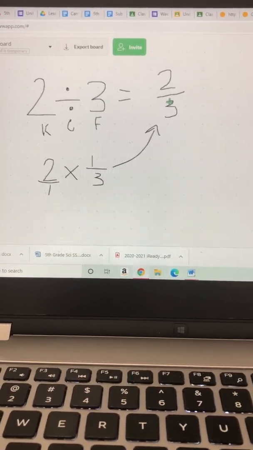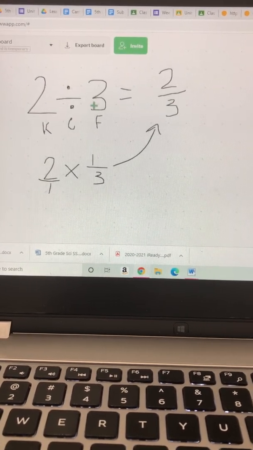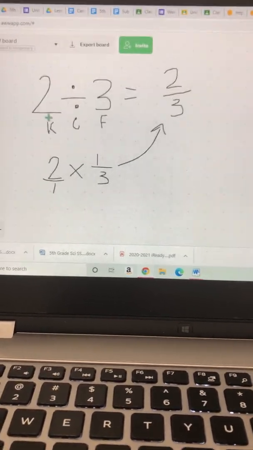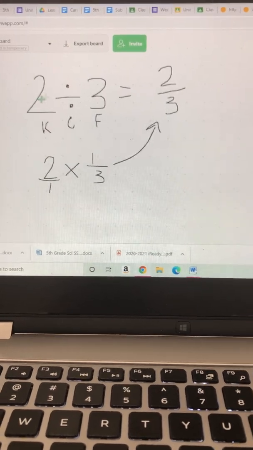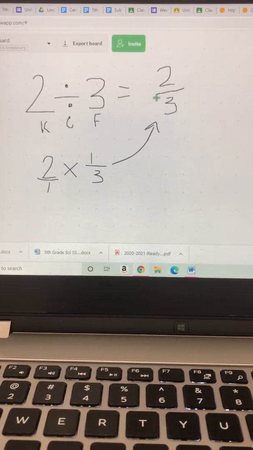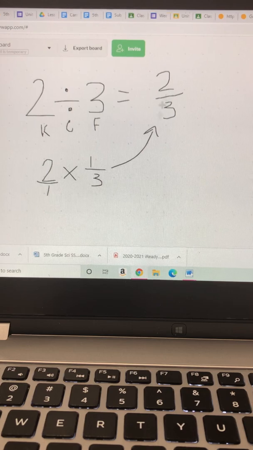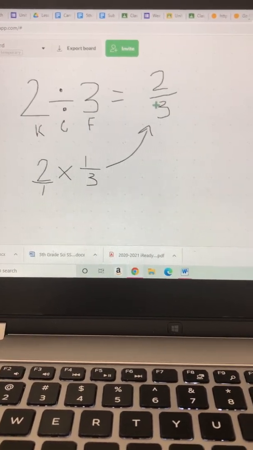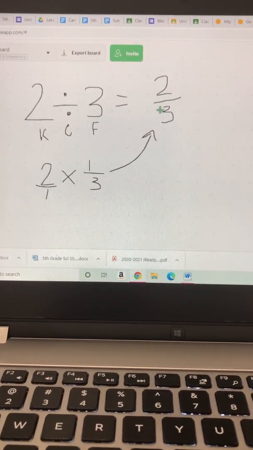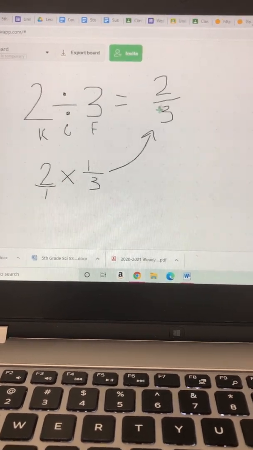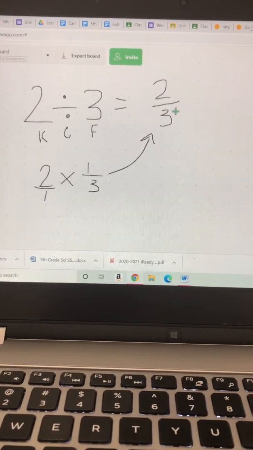Now, this only works when both of these numbers are whole numbers. When both of these numbers are whole numbers, we can skip this part and just write it like this, okay? It's a little different when one is a whole number and the other one is a fraction. You can't just write a fraction on top of a fraction. That's not possible, right?